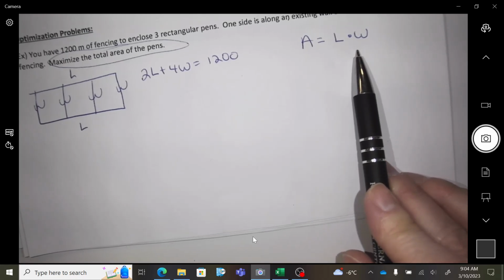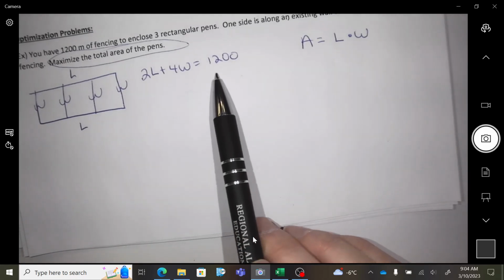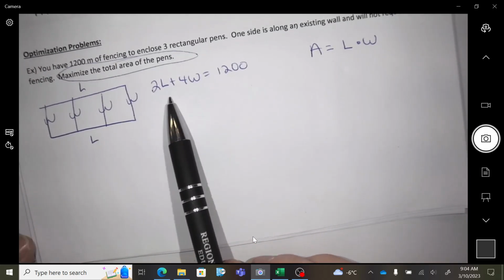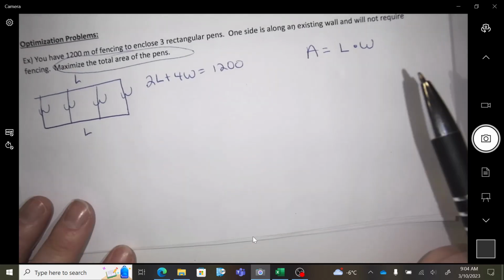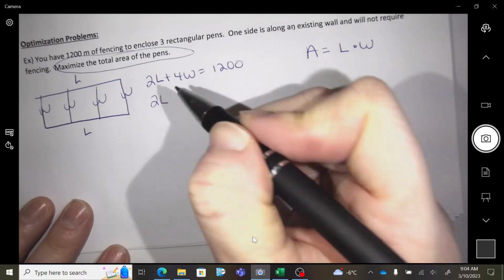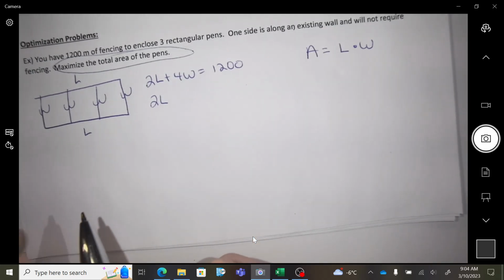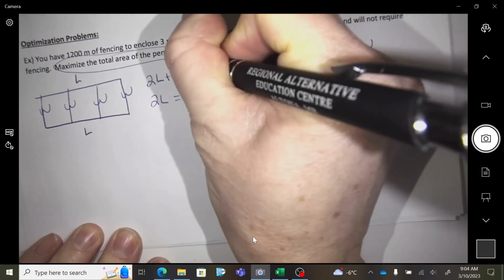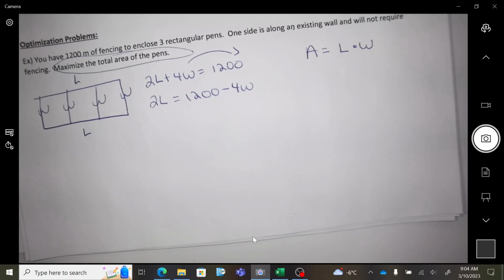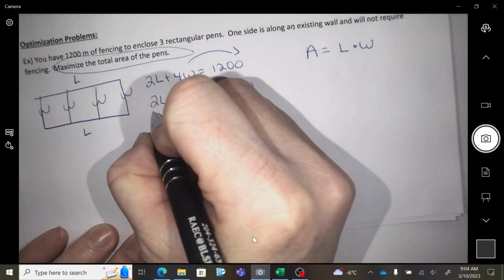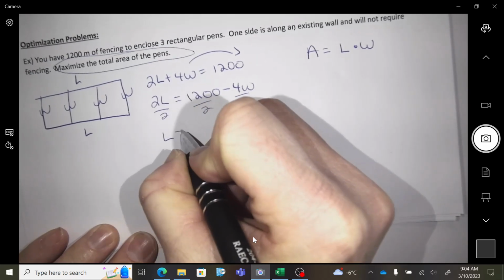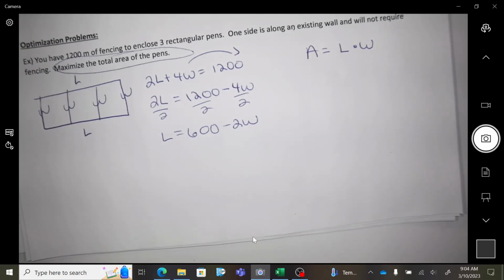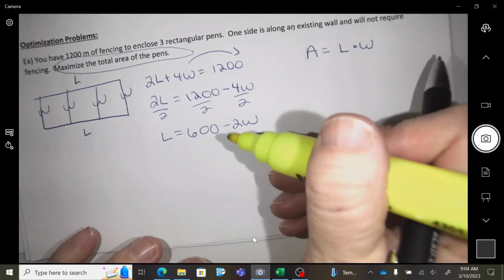So do you remember what the strategy of this problem was? Isolate and then substitute. So which letter do you want to isolate over here, an L or a W? L. Pick the one that's got the fewer. Whatever one's the smaller amount, pick that one. So 1,200 minus 4W, and then algebraically divide by 2. Okay. So now I'm going to substitute.